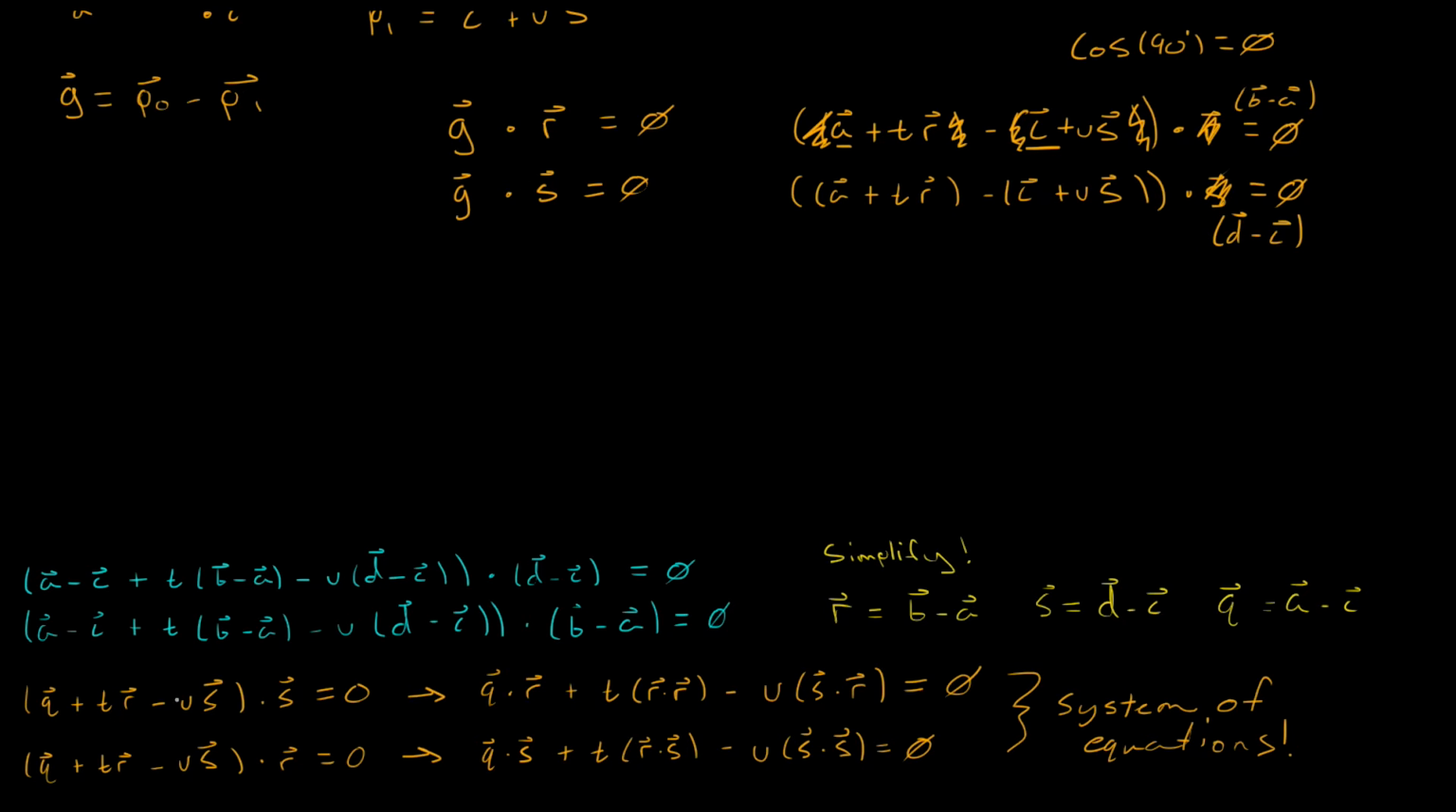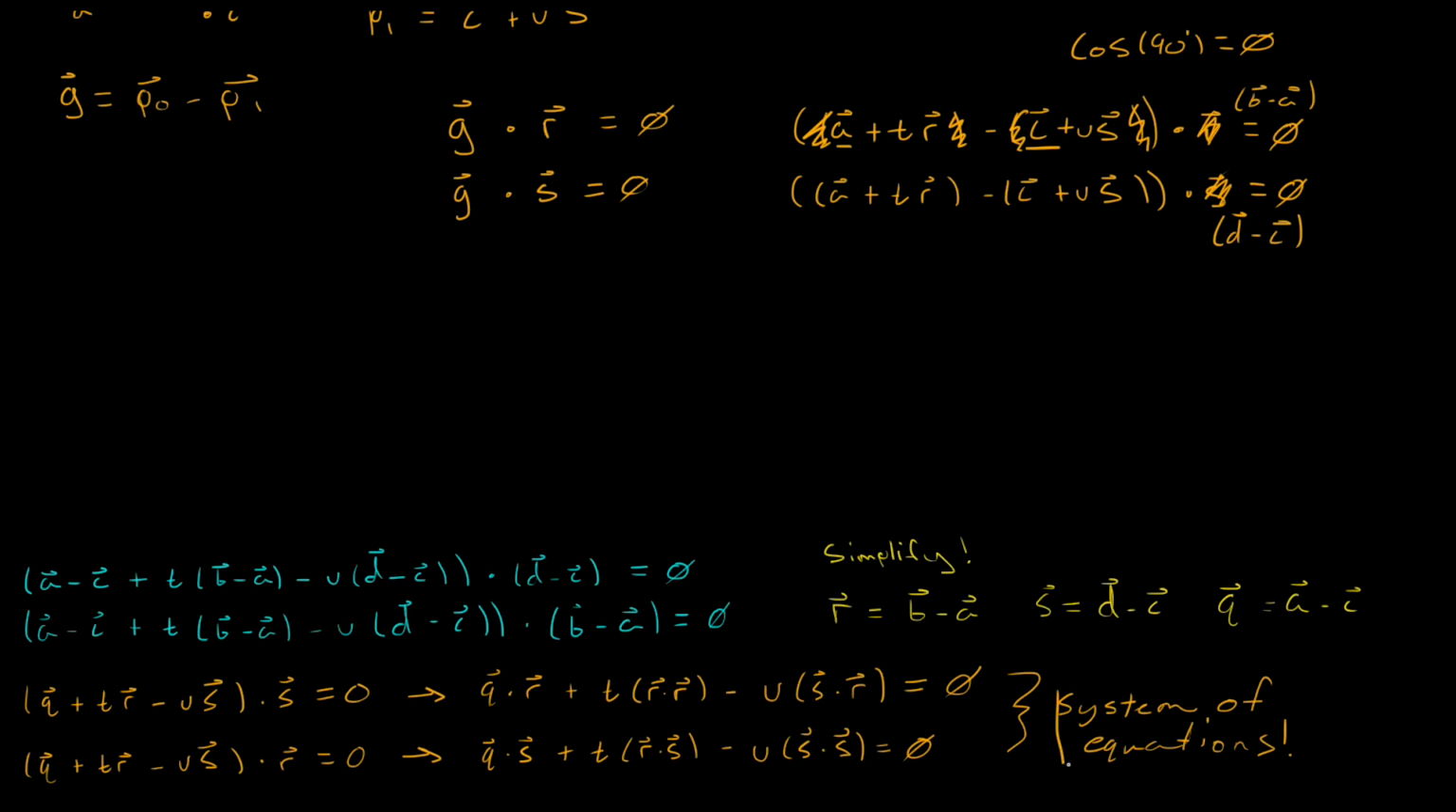Then we're expanding this thing because we've got a bracket right here. So that becomes Q dot R plus T times R dot R, right? There's an R here, so R dot R times T, and then S dot R times U is equal to 0. And a very similar thing we're doing on the bottom here.